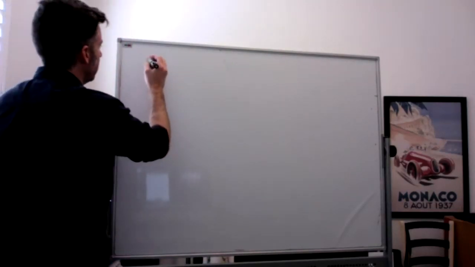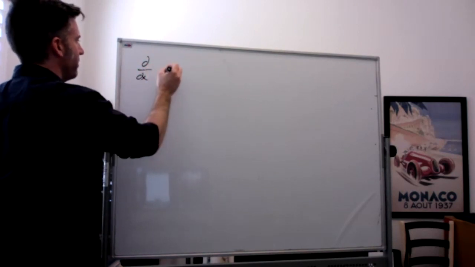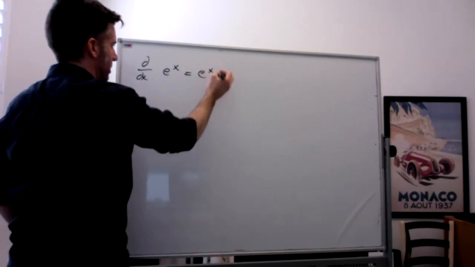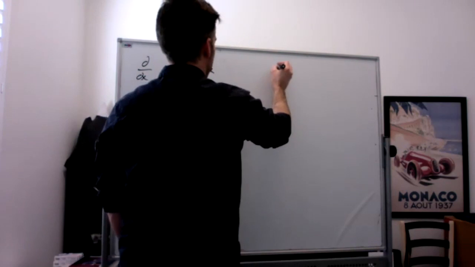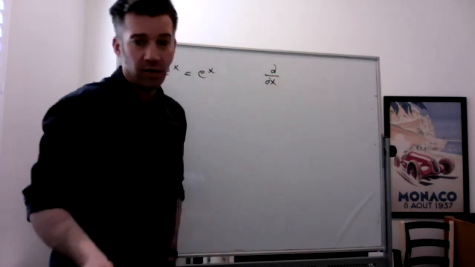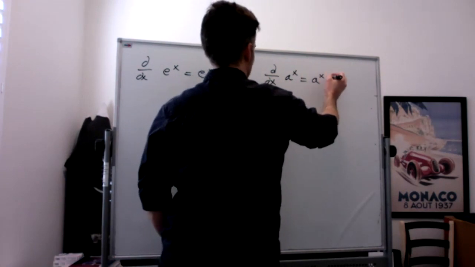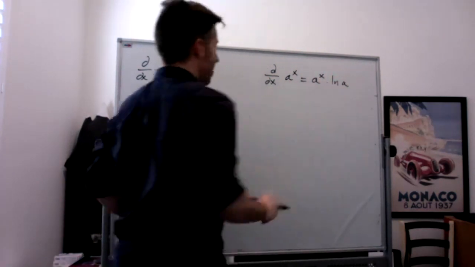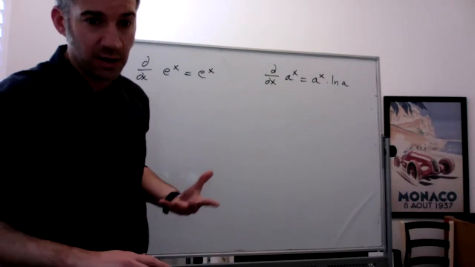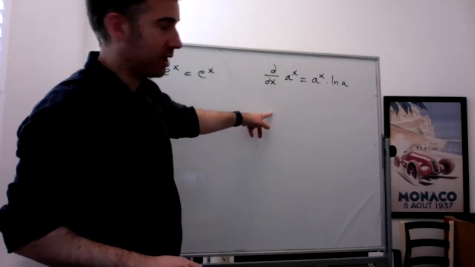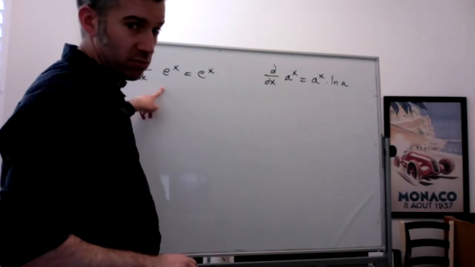So we know that the derivative of e to the x is e to the x. And we just learned that the derivative of some other base, like a to the x, is a to the x times the natural log of a. Now you might notice this rule actually encompasses that rule.